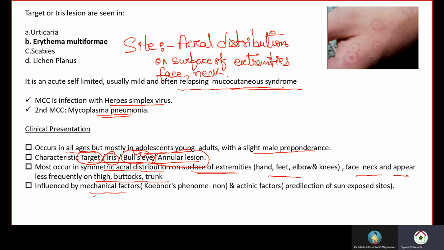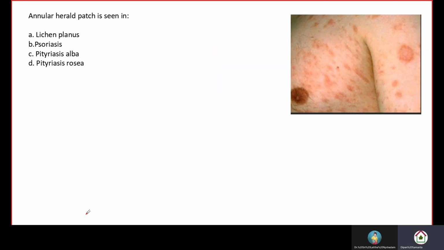Influenced by mechanical factors like Koebner's phenomenon and actinic factors like predilection for sun-exposed sites. Those sites are also more probable to get erythema multiforme, where solar light and solar heat is easily exposed. Okay, so this is about erythema multiforme.